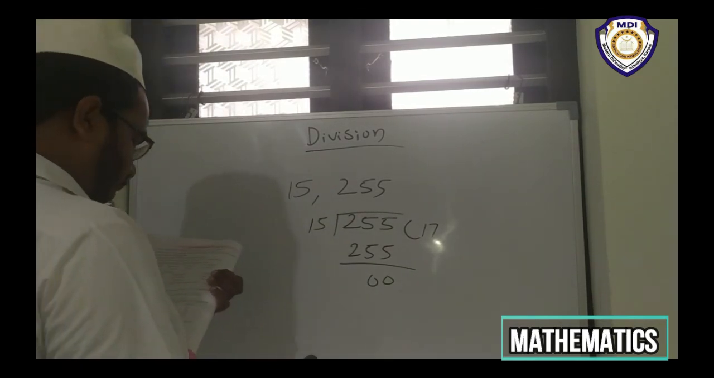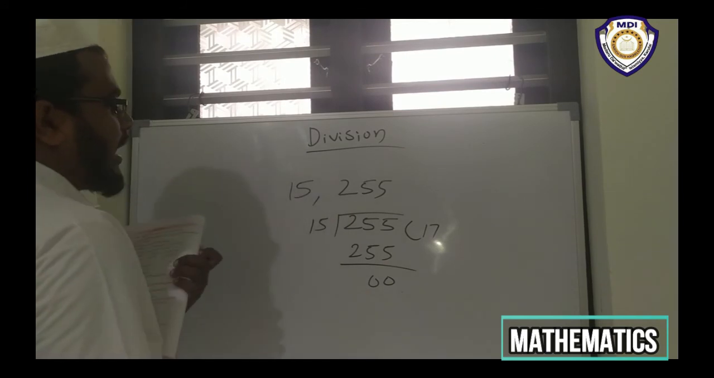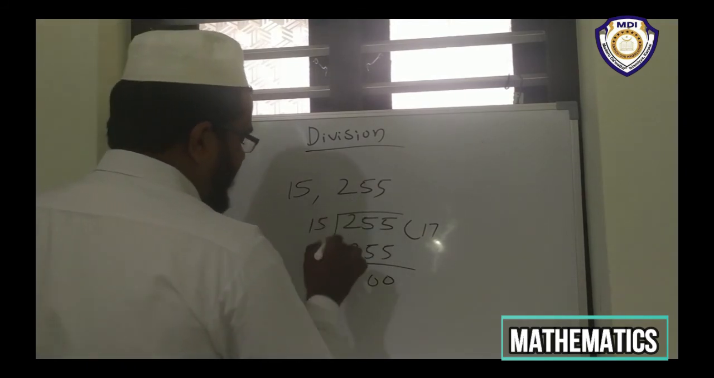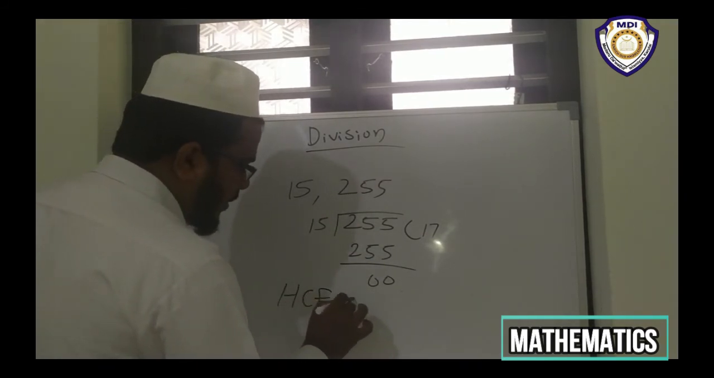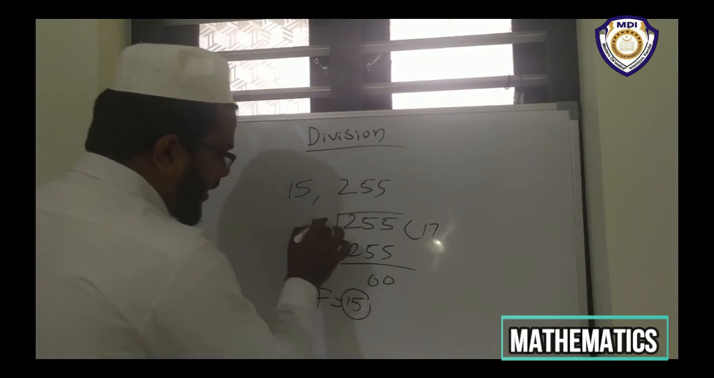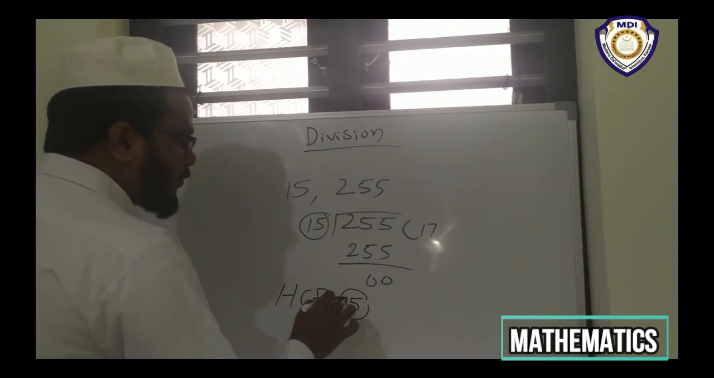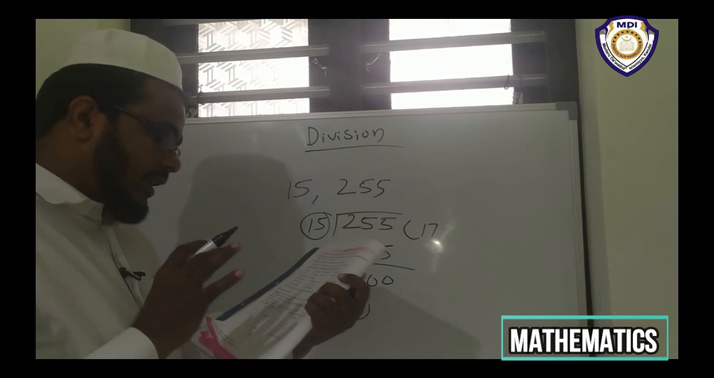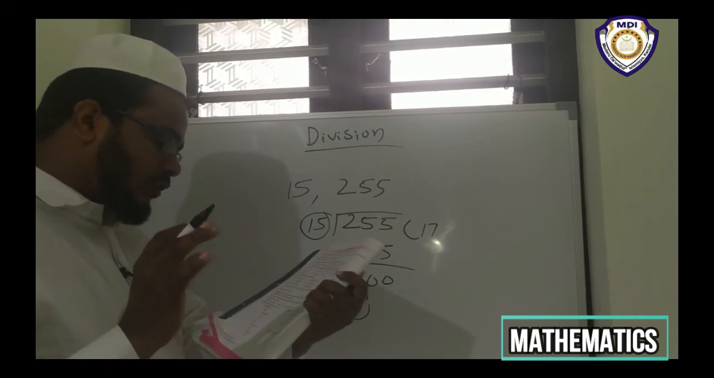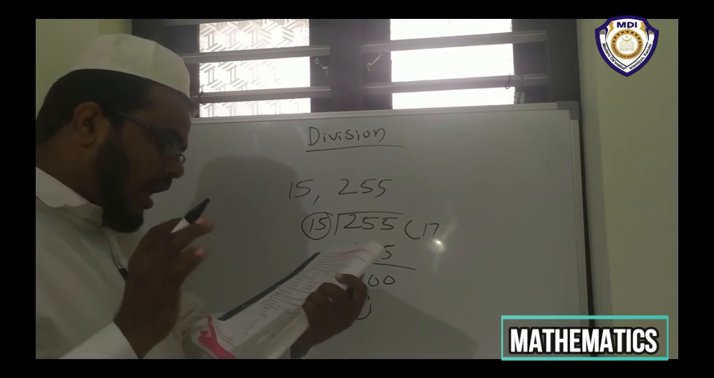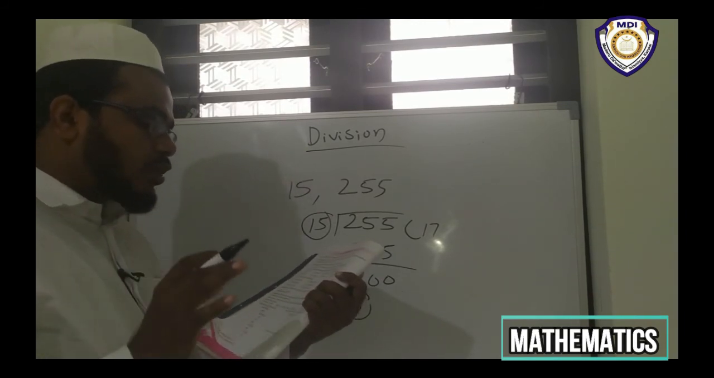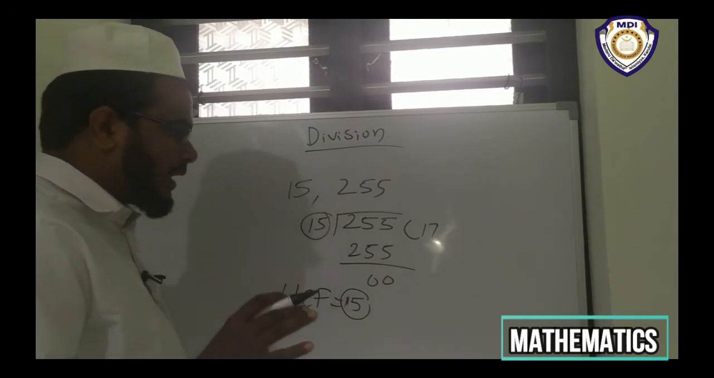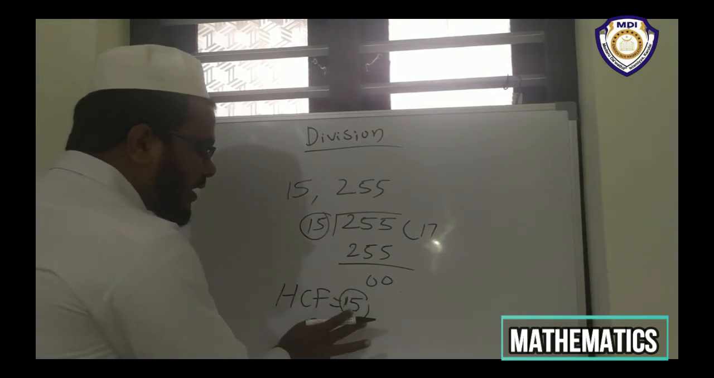Then what is the answer? Here we get 15. Please listen here. Here HCF is 15. The last divisor is 15. So 15 is the HCF of all numbers, that is 1620, 1725 and 255. These are the three numbers in your question. So the HCF of these three numbers is 15.